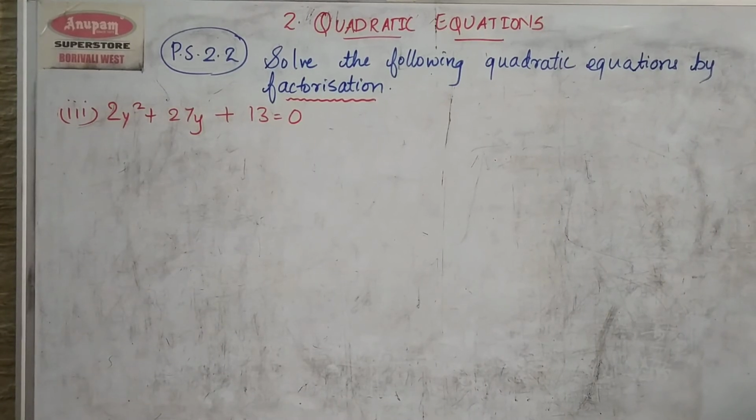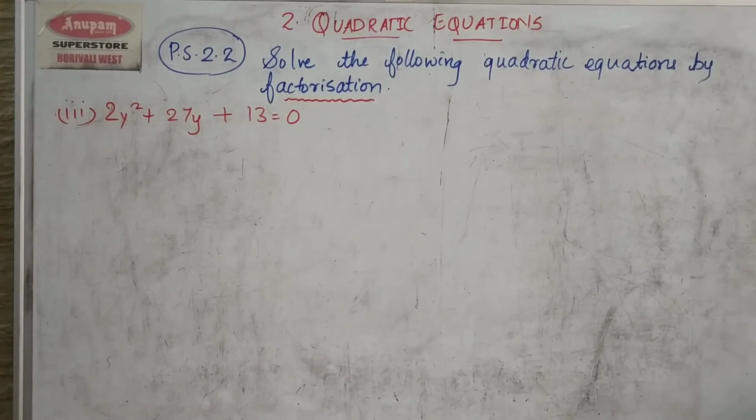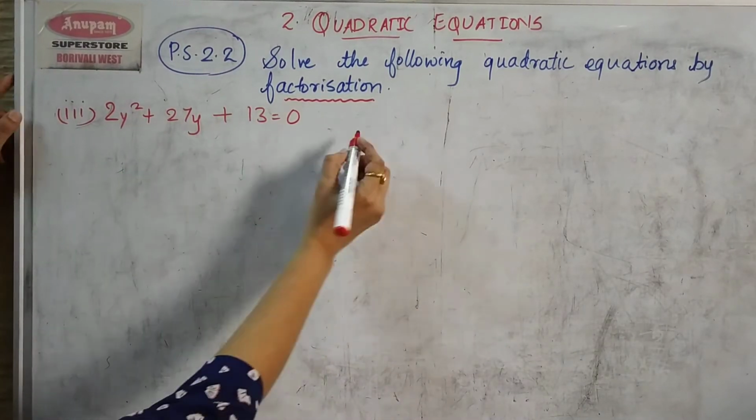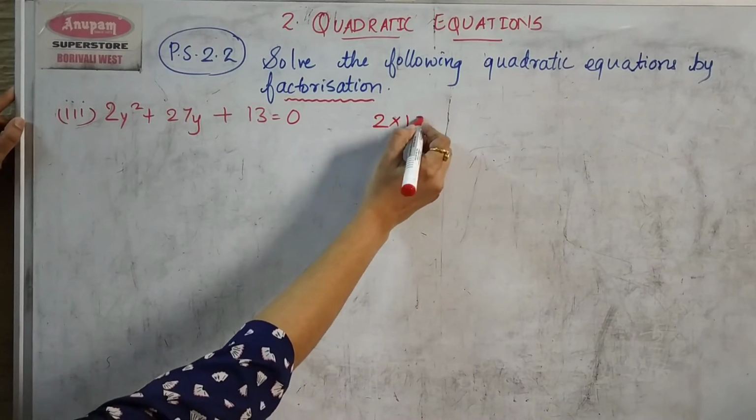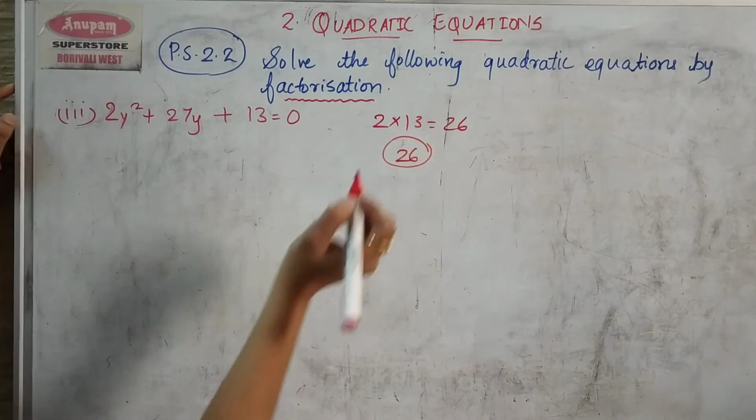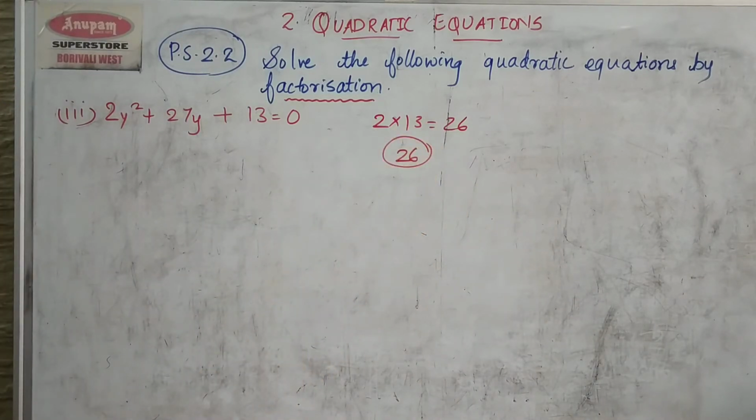So according to the first step, I am going to multiply a into c. So here a into c, 2 into 13 is going to be 26. So I want two such numbers whose product is 26 and whose addition should give me 27.